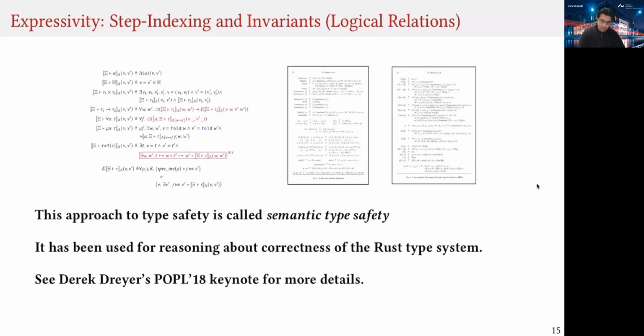It is a powerful approach, and one of the advantages is that it allows you to reason about a combination of well-typed programs and untyped programs. It has, for example, been used to prove properties of the encapsulation properties of the Rust type system. If you're interested to know more, you can take a look at the keynote talk at POPL 2018 by Derek Dreyer.